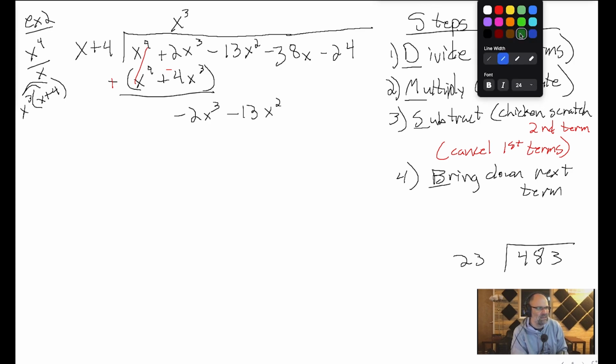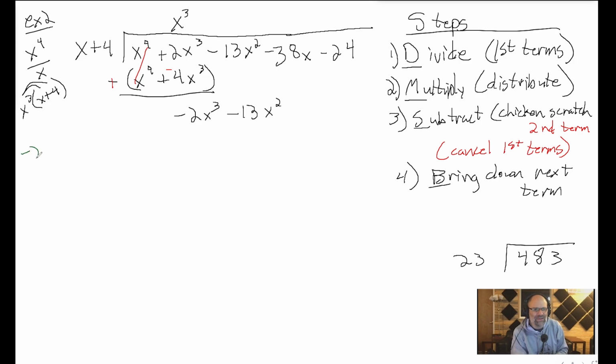Again, if you need the help, then just write it out here. Negative 2x cubed over x. Most of the time, especially in this curriculum, you're just dividing by an x, so every time you're just taking away an exponent. So that's going to be negative 2x squared. Now multiply, distribute. We can do this in our head. Negative 2x squared times x is negative 2x cubed. Check. Negative 2x squared times 4 is negative 8x squared.